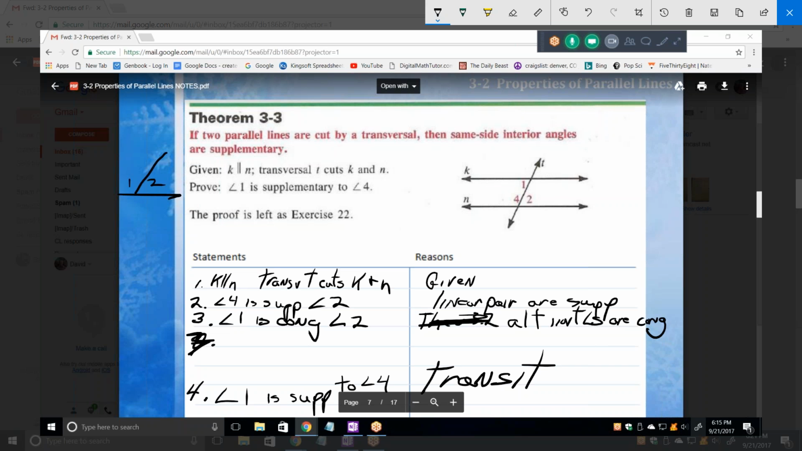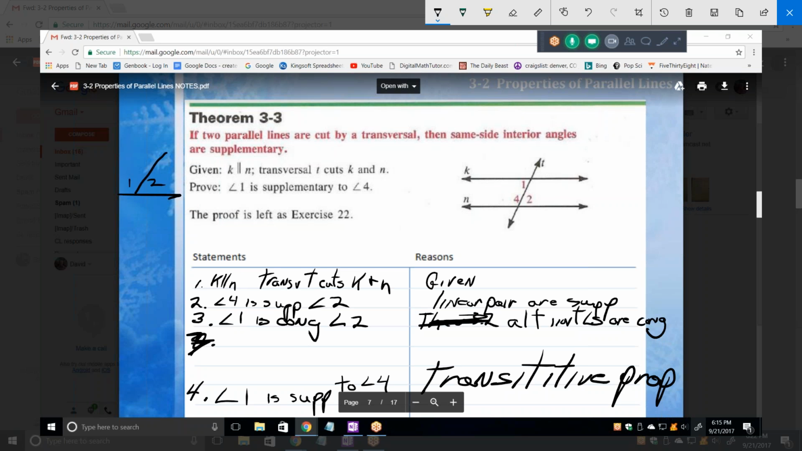I'm trying to figure out the logic of how I'm going to prove 1 is supplementary to 4. And the logic to me is that if 4 is supplementary to 2, which we know is true, and 1 is congruent to 2, well then 4 has to be supplementary to 1. Okay. Based on the transitive property, which says that if A is equal to C and B is equal to C, then A is equal to B. In other words, if two different things are equal to a third thing, then they're equal to each other.